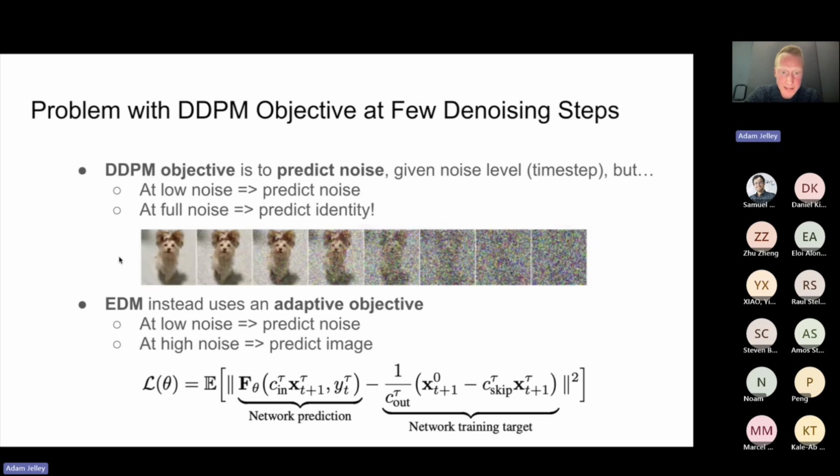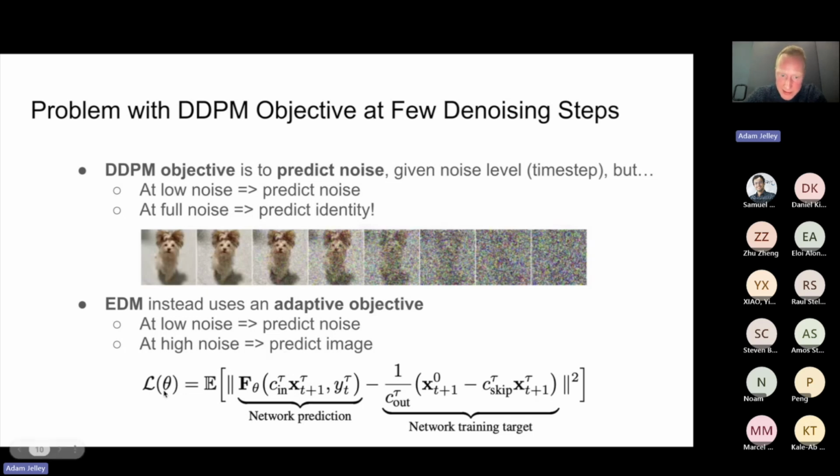So it's better to instead use an adaptive training objective, which is what EDM utilizes. At low noise, we predict the noise as before, but now at high noise, we predict the image instead. And what this means is that in the first denoising step, we're at least trying to get back to the data distribution and to predict a reasonable looking image even with a single time step.